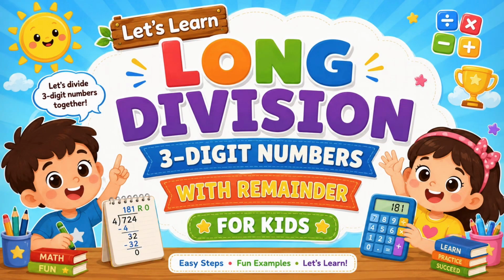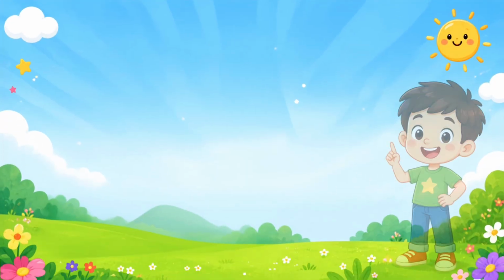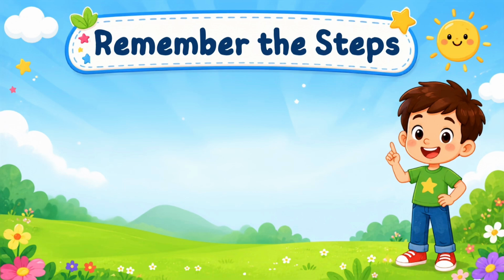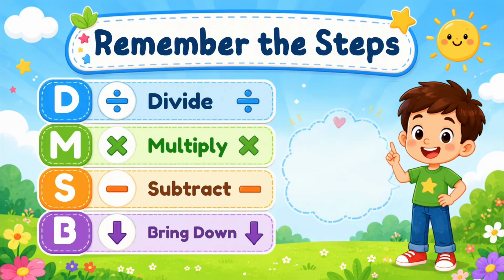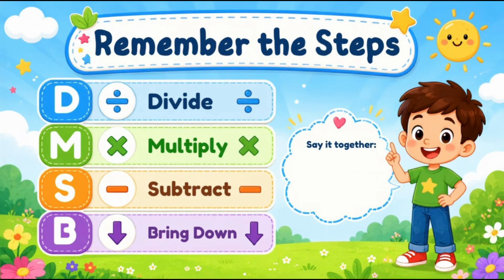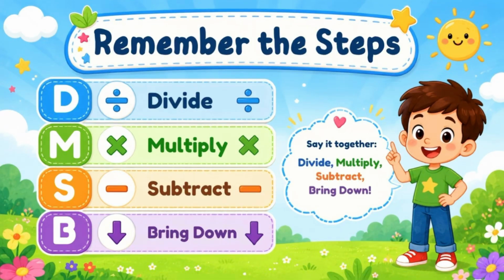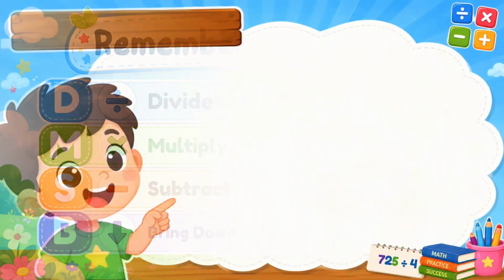Welcome back! Today we're going to learn how to solve a 3-digit long division problem with a remainder. Remember our 4 easy steps. Divide, multiply, subtract, and bring down. Let's say it together. Divide, multiply, subtract, and bring down.